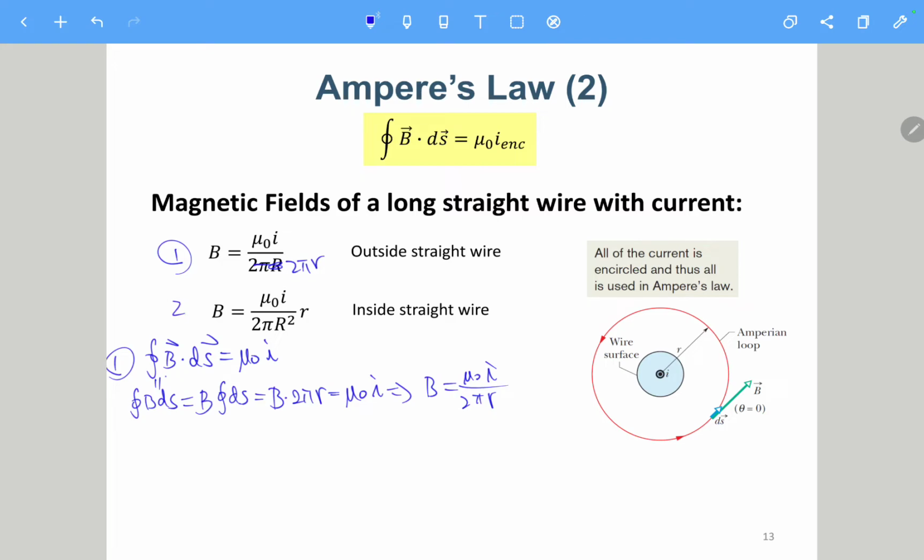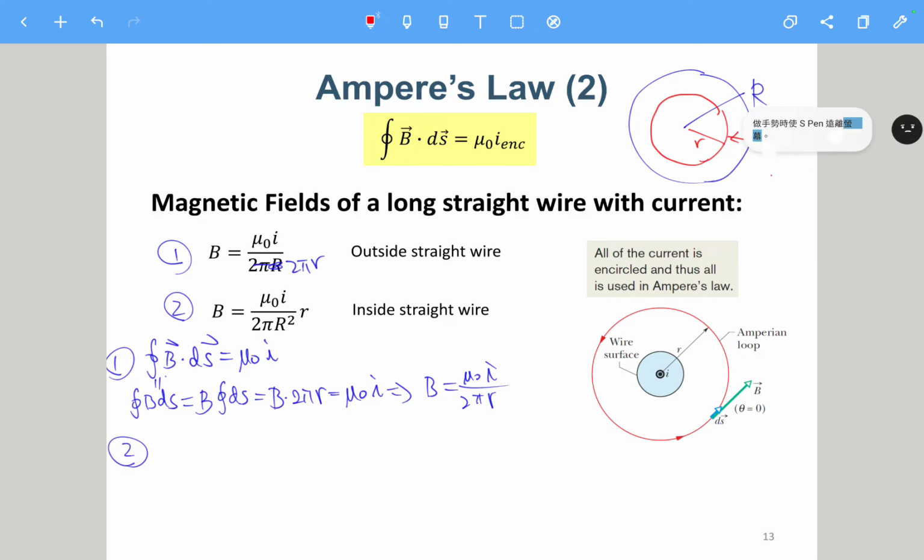Okay, for the second case, let me draw another figure like this. This is the radius of the wire, and here we define the Ampere's loop inside the wire. So this is small r, and this is the Ampere's loop.